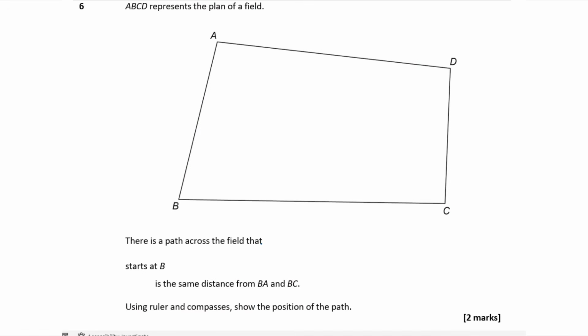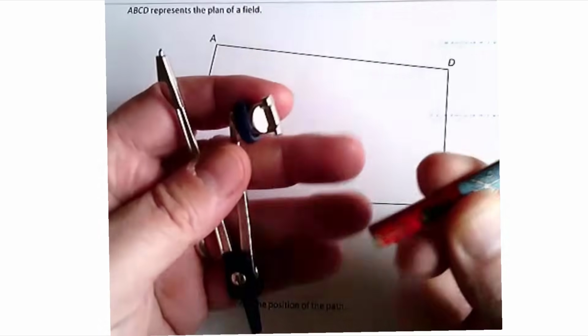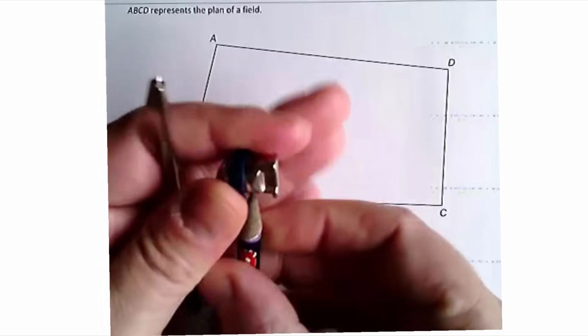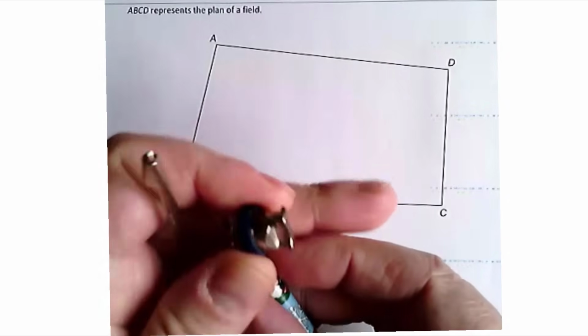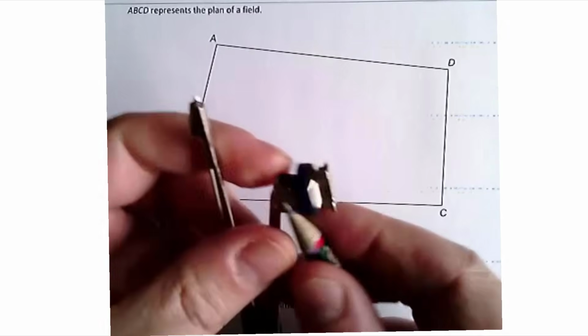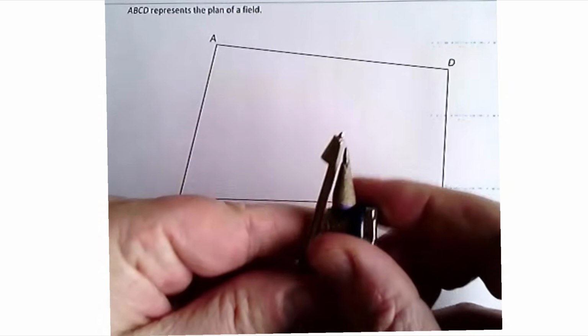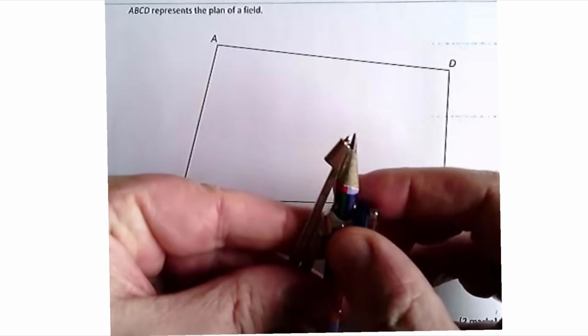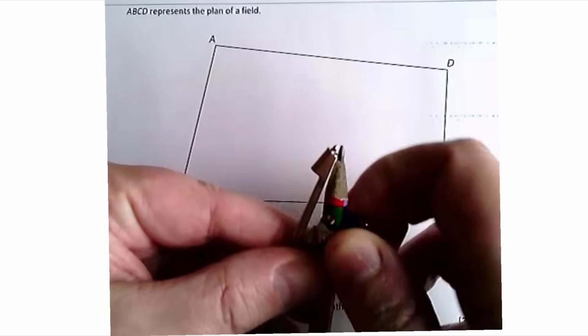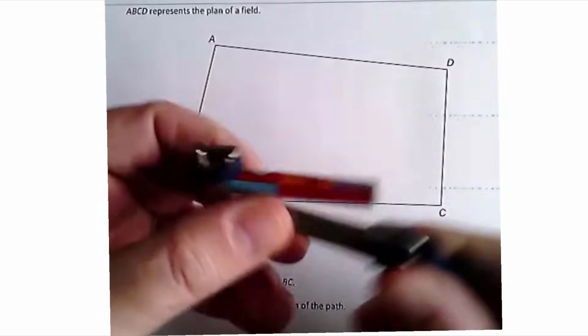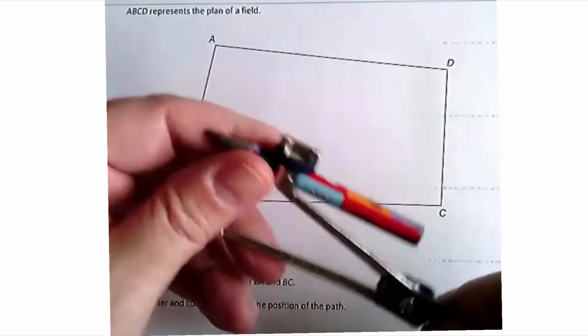Question 6. ABCD represents the plan of a field. There is a path across the field that starts at B, is the same distance from BA and BC. Using ruler and compasses, show the position of the path. Okay, so make sure you keep yourself a little pencil that you can use with your compass. Okay, you need a special one really. Don't have your normal long pencil, it's too long. Okay, well, the reason for that is when you twirl your compass around, it needs to do a full 360 without bumping into your fingers.